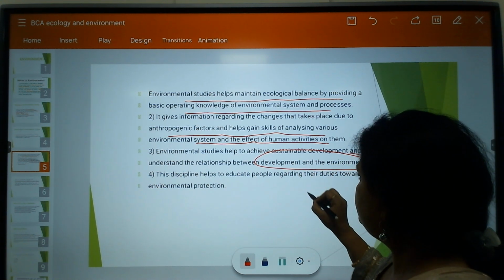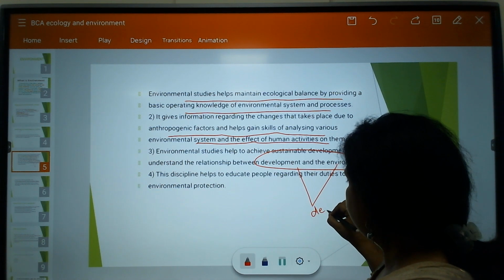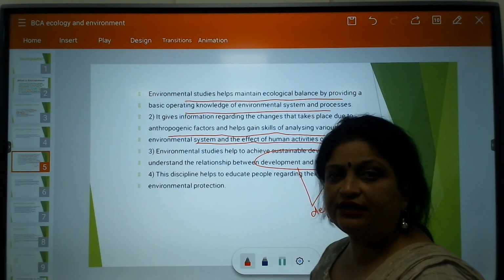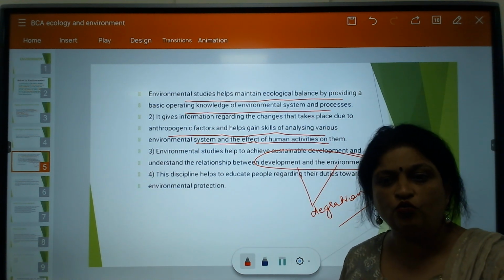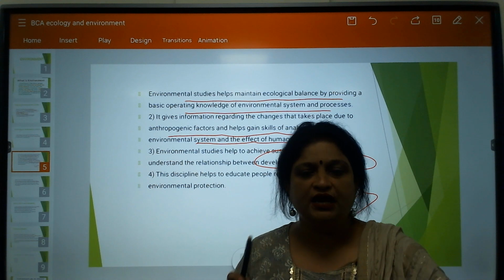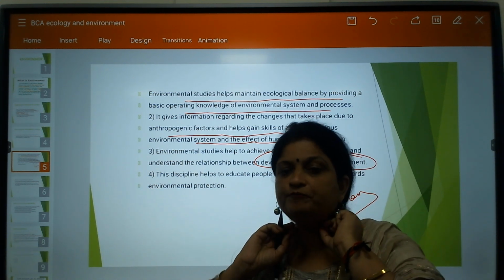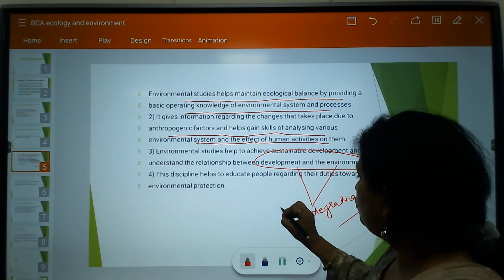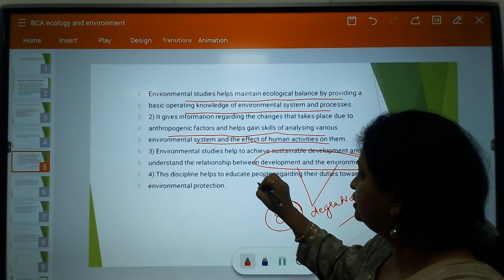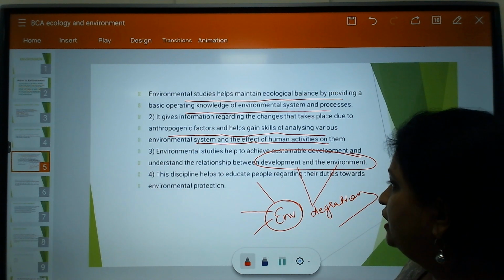It is the main root cause of any kind of degradation. What is that? That is developmental activities. There are two sides of the coin: first is development and second is the environment. If you carry out any kind of developmental process, then you degrade the environment in terms of water, land or air.